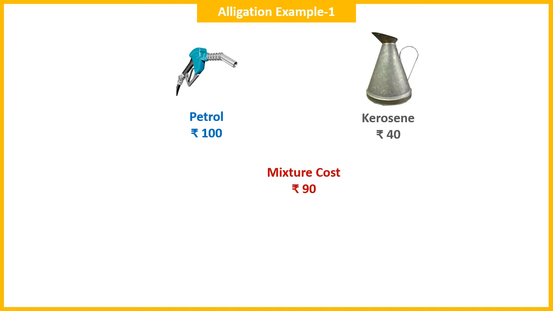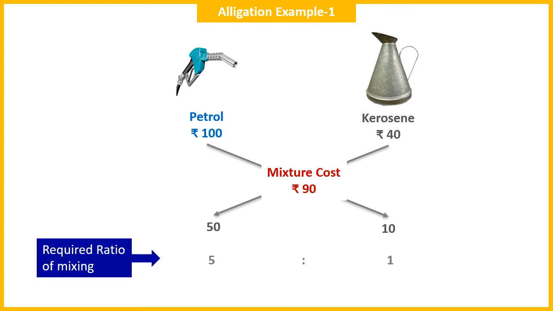Now suppose we want to mix these two qualities of fuel, one is dearer, that is 100 rupees a liter, and the second is cheaper, which is 40 rupees a liter, to bring down the cost to 90 rupees a liter. In what ratio should we mix petrol and kerosene? And here comes alligation. It is just cross subtraction. 100 minus 90 we will do, that comes out to be 10, and on the other side we will do 90 minus 40, which is equal to 50. Hence the required ratio in which petrol and kerosene are to be mixed is 5:1.